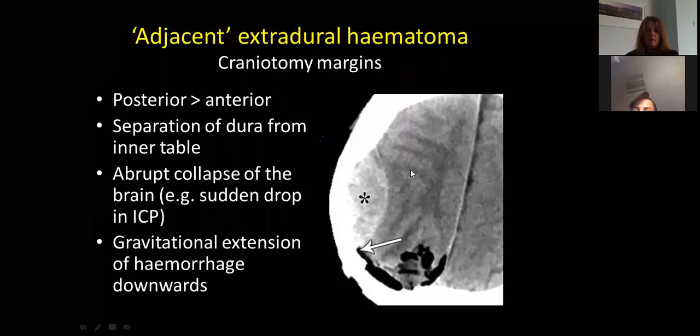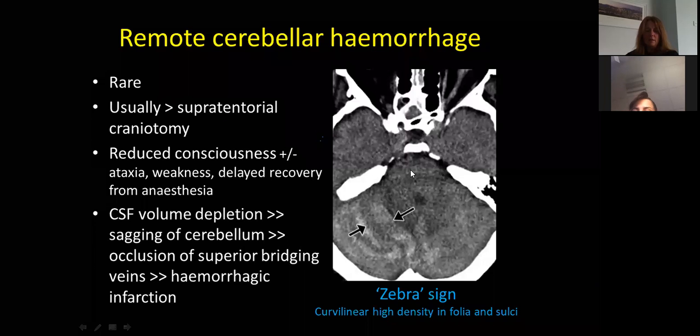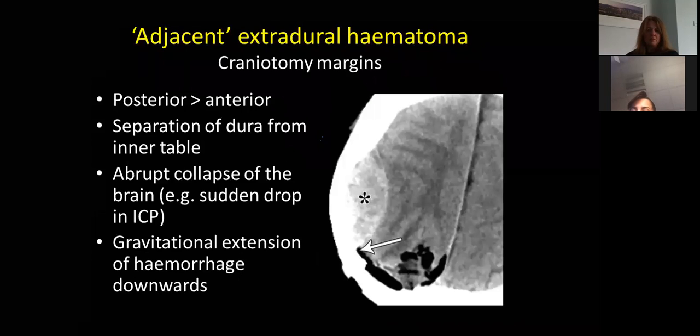And this again is something to look out for, which is pretty rare. This is a patient with what's called an adjacent extradural hematoma. When you call it adjacent, it's not just deep to the bone flap here, it's normally at the margin. And it's usually posterior. So in this case, it's actually the anterior margin, adjacent extradural hematoma.